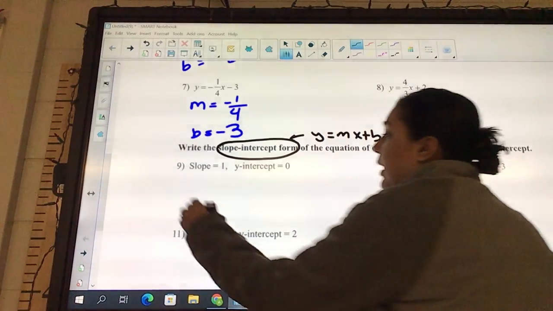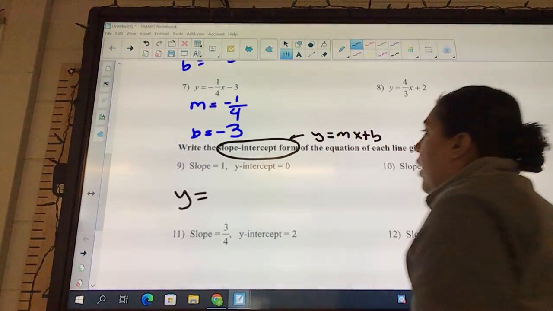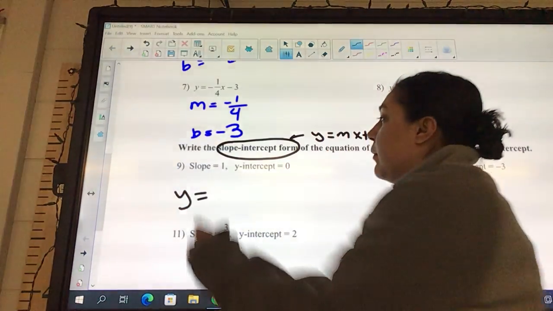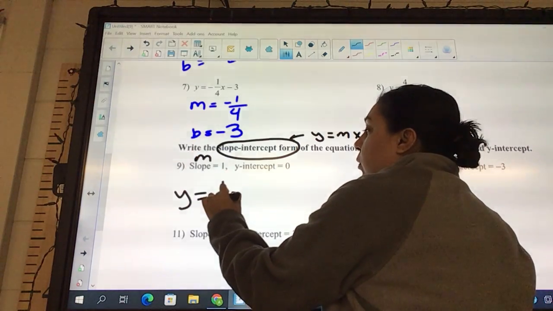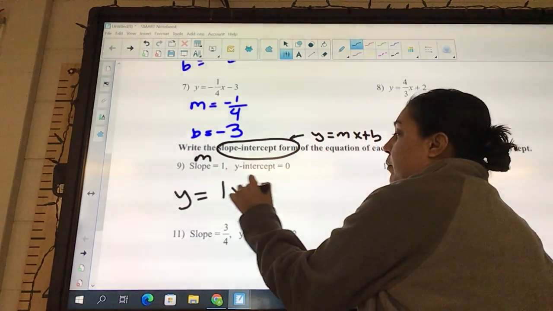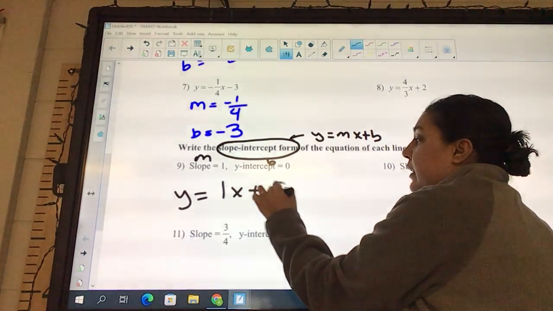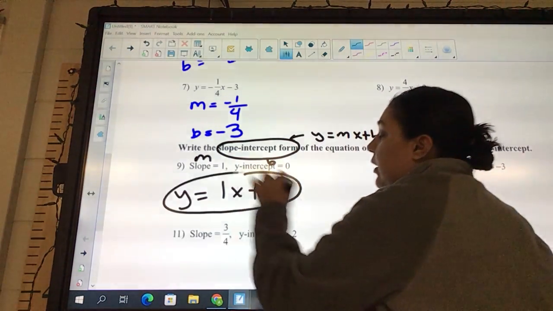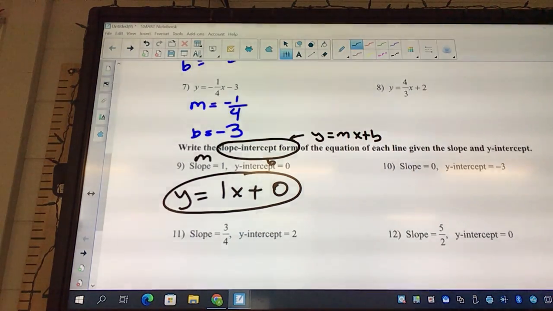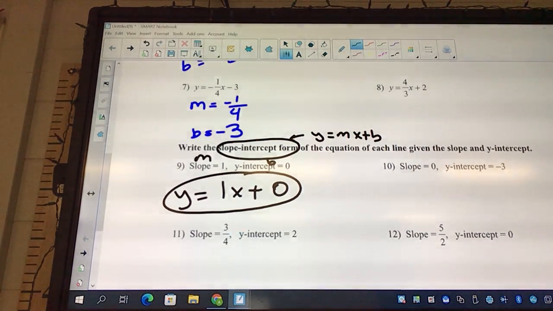So I know I'm going to have y equals, what is my m? Well, my m is 1, so we're going to say 1. I know I should have an x, plus my y-intercept is the b, and so that's 0. And so this is my answer. That's in slope-intercept form, y equals mx plus b.